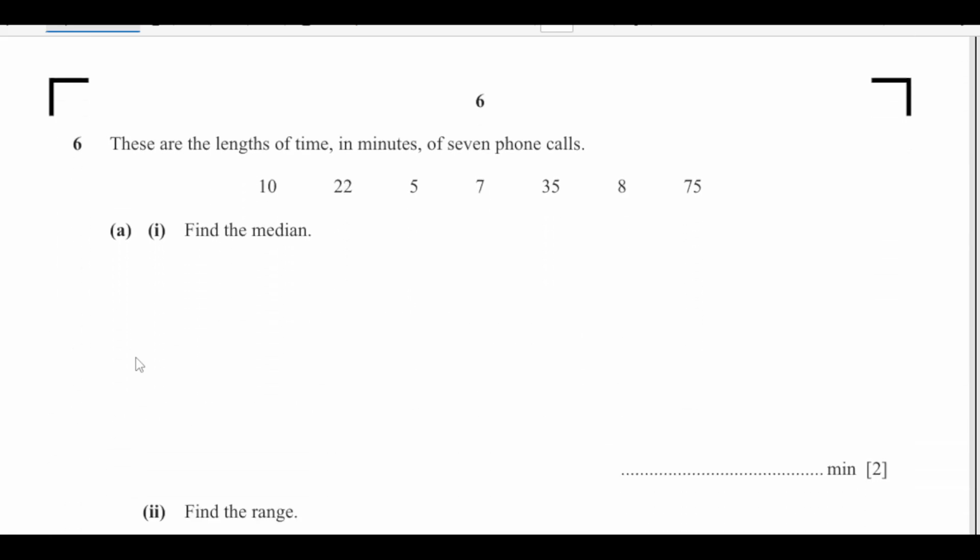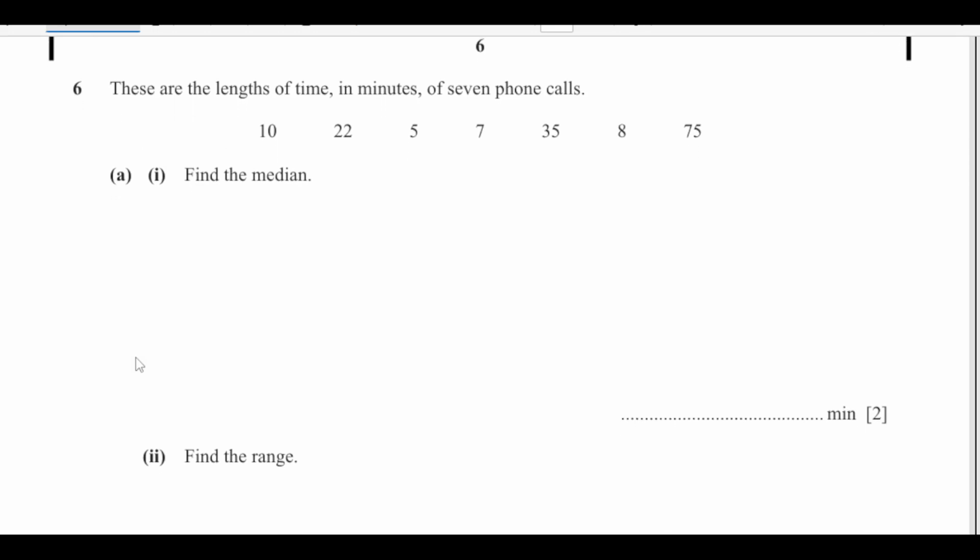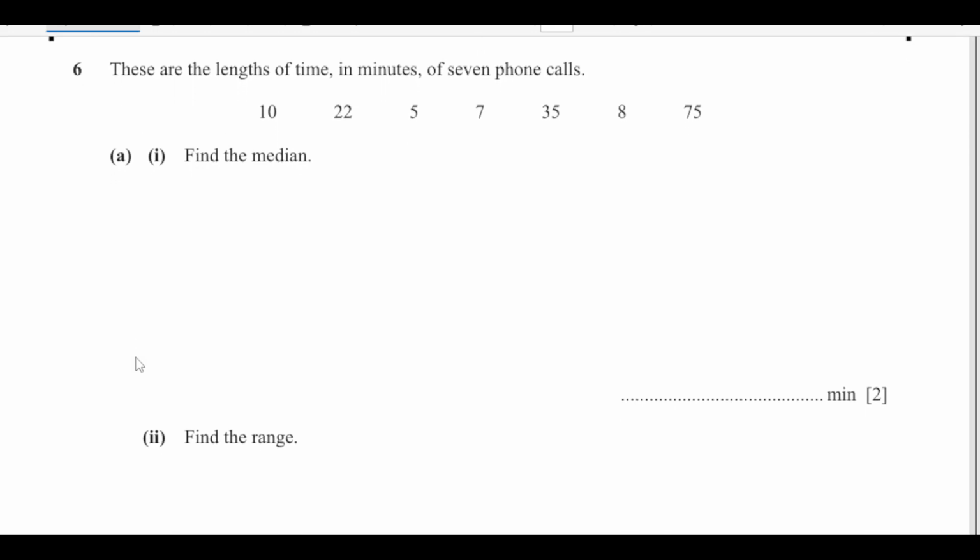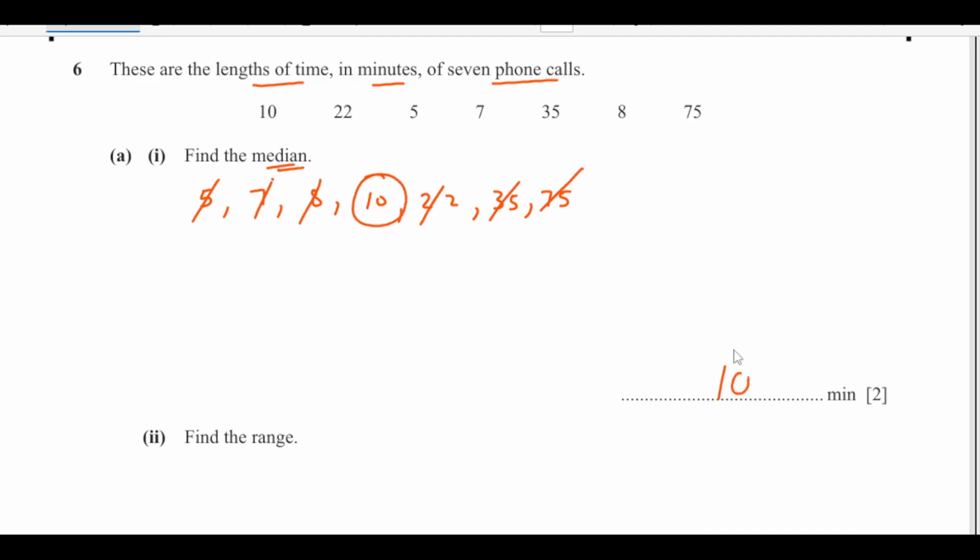Now number 6, the lengths of times in minutes of 7 phone calls. So here are the lengths of time in minutes of the 7 phone calls. Find the median. So for the median, first of all we have to rearrange them into increasing or decreasing order. We have 5, 7, 8, then we have 10, 22, 35, then we have 75. So we are going to find the middle value for the median. So if we strike off from here, second last, third last, we are left with 10 here. So it is 10 minutes.